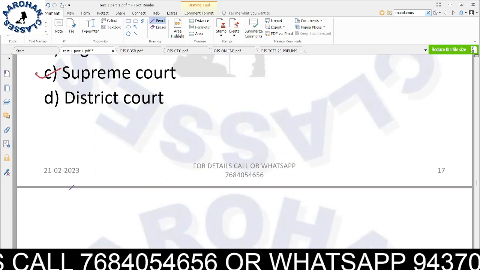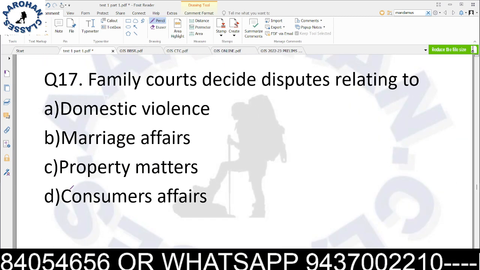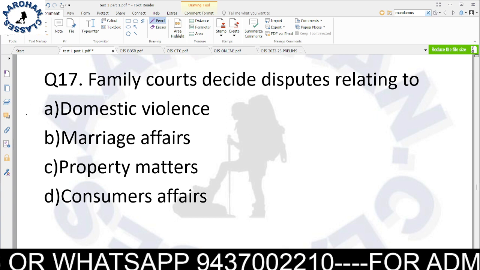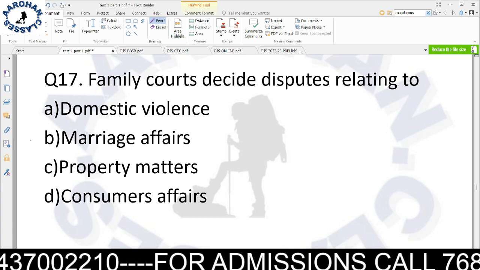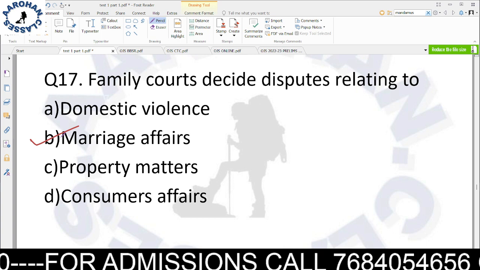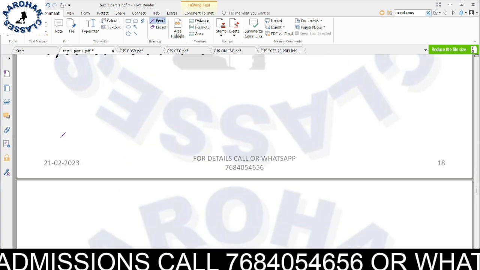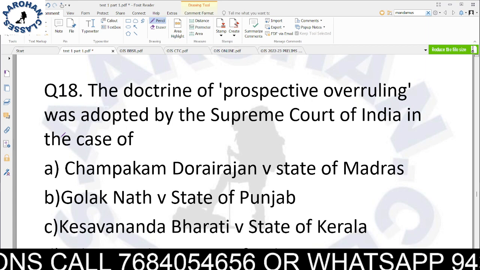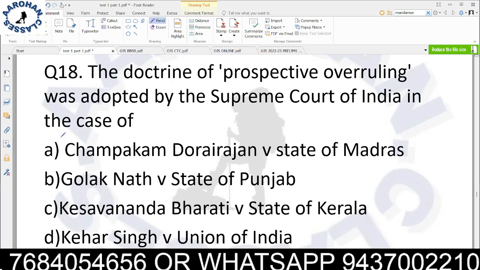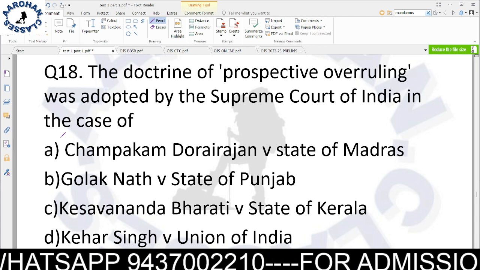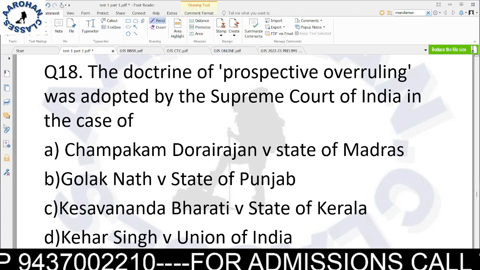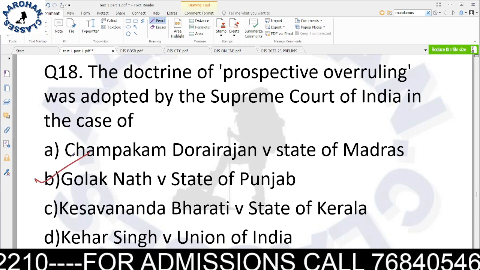Next, come to question 17. Family courts decide disputes relating to direct question. Okay, so basically this is marriage related affairs. B is the answer. The doctrine of prospective overruling was adopted by Supreme Court of India in which case? Okay, so that is in IC Golaknath versus State of Punjab.